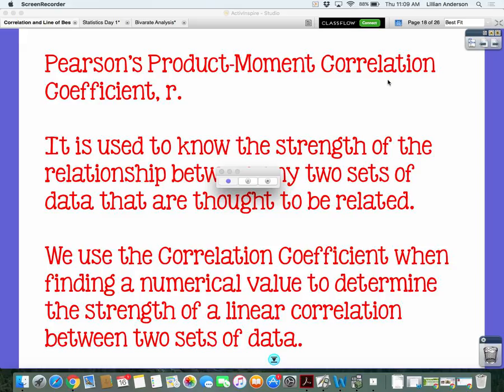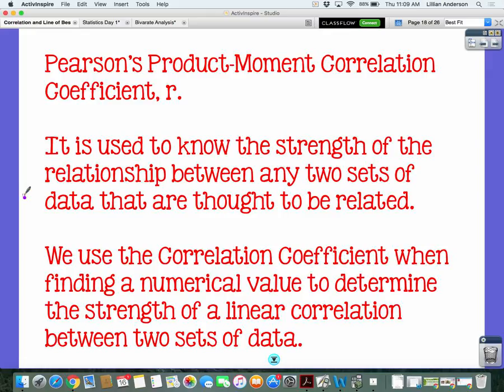So today we're talking about correlation coefficient, and we're also going to be talking about the regression line, okay? The Pearson product moment correlation coefficient, that is the official name for it, and it's represented with a lowercase, italicized r. So if you're ever asked to find r, then they mean for you to find the correlation coefficient.